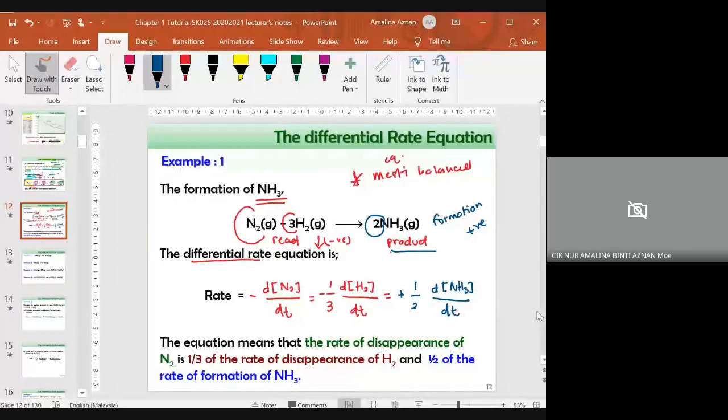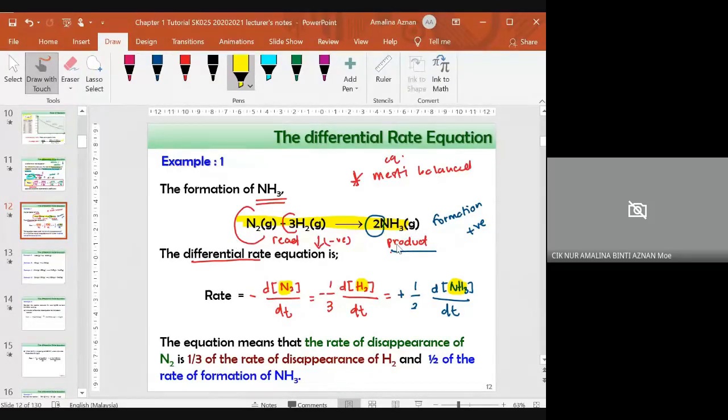Okay, so itu yang Miss cakap tadi. Kamu punya species yang dekat sini, kamu tak boleh tulis dalam unknown A, B, C, D, kalau kamu tahu reaction tu melibatkan species apa. In this case, you know it is formation of NH3. So kamu tahu siapa reactant, siapa product. You can't write in unknown A, B, C, D macam tu unknown.